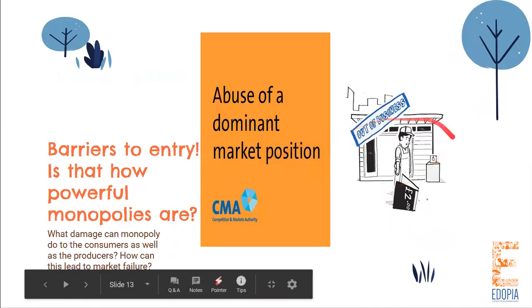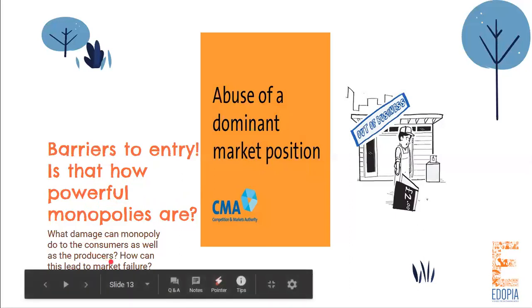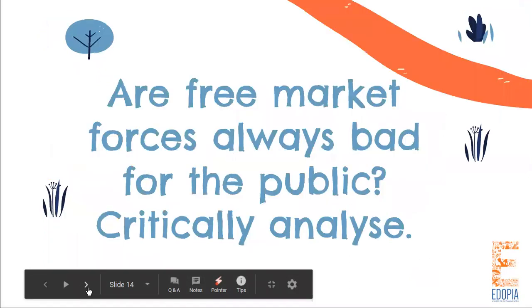Now, in this picture, someone is out of the business. It says abuse of dominant market position. So basically, barriers to entry, is that how powerful monopolies are? You have to explain how monopolies can harm the consumers or producers, and how that leads to market failure.